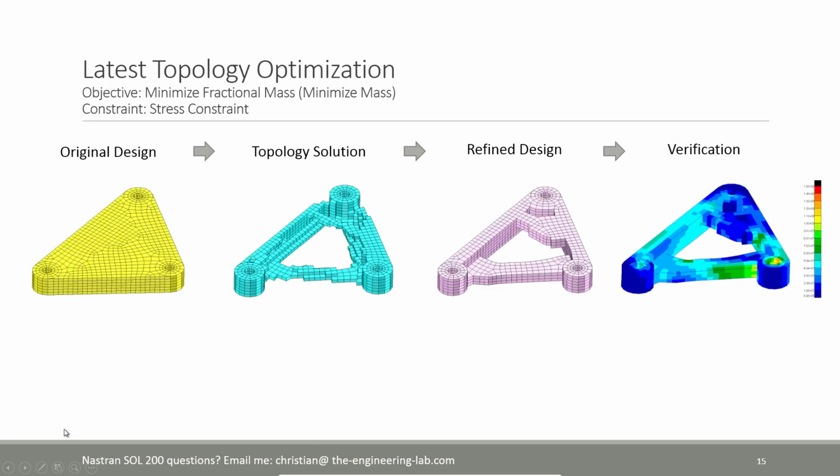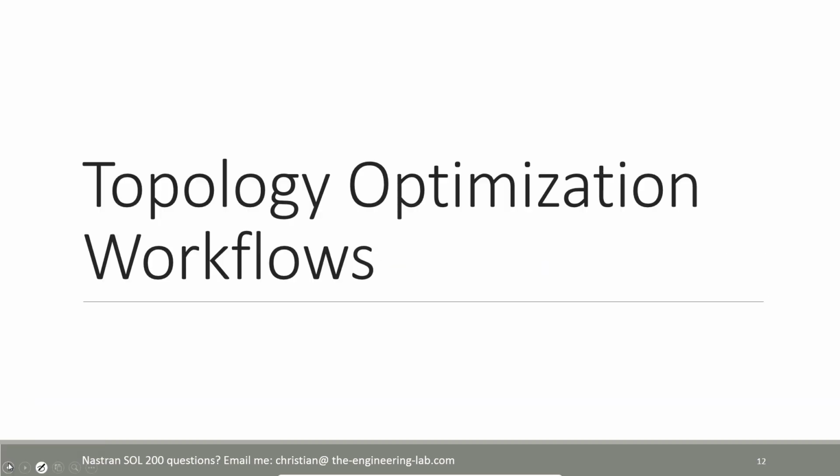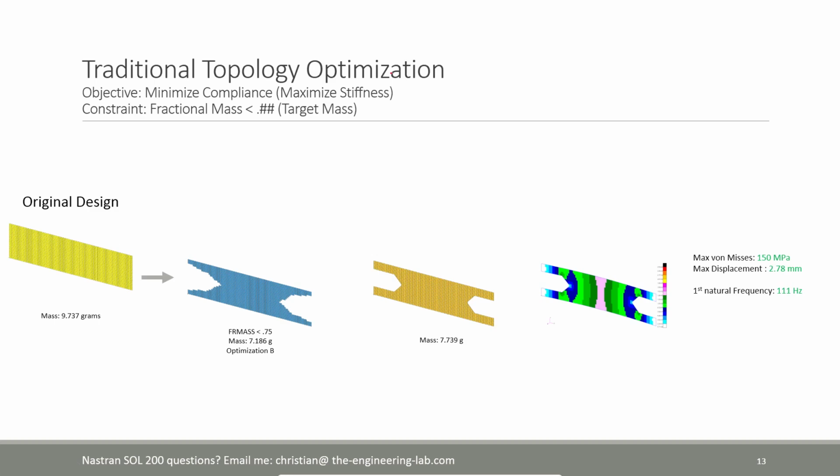Now, before we perform this topology optimization, let's discuss the topology optimization workflows. There are two ways that I'm familiar with in performing topology optimization. One method I'll call the traditional method. This involves setting the objective to minimizing the compliance. This is sort of counterintuitive.